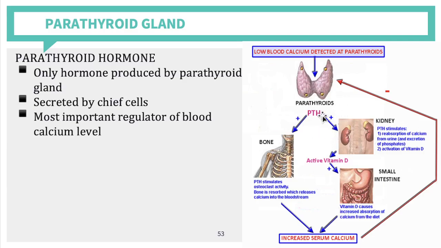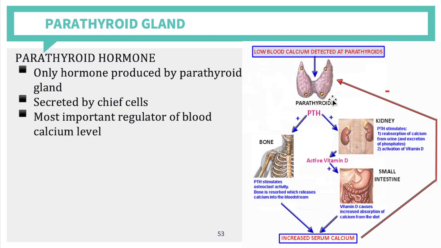Your parathyroid hormone will have an effect on the bone. What will happen to the bone? Your parathyroid hormone will stimulate your osteoclastic activity. Remember, osteoclasts will cause destruction of your bone. If it causes bone resorption or destruction, it will release calcium into the bloodstream. So calcium is released, thereby raising the serum calcium. Okay? Very good.